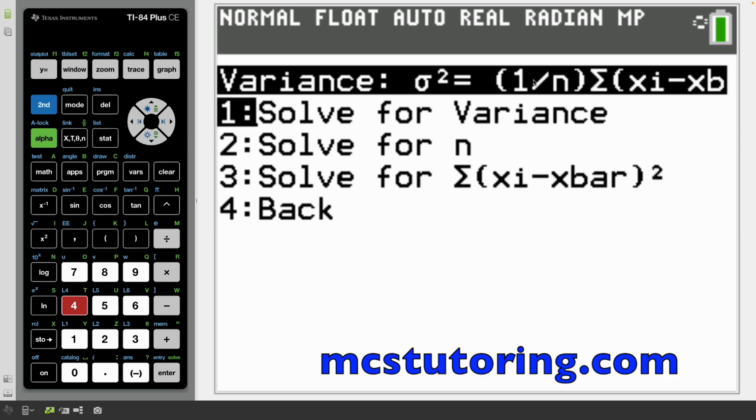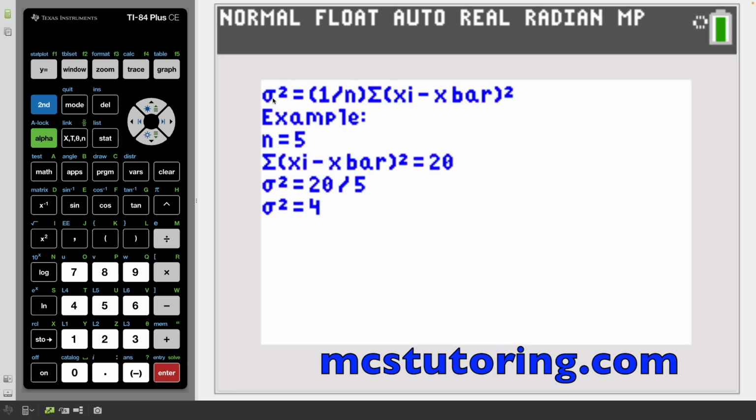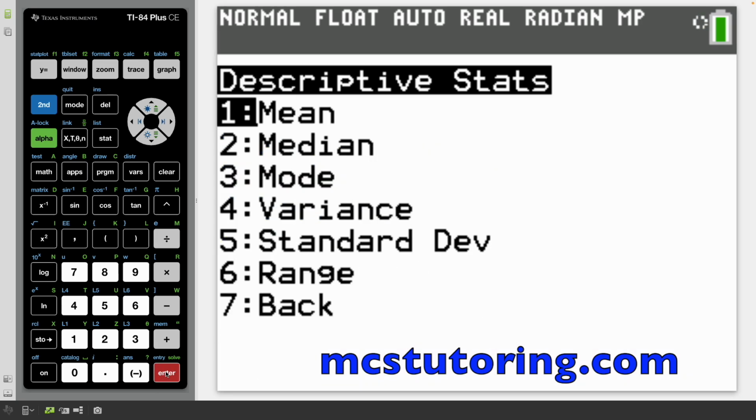Let's go to descriptive stats again, and then variance. This is what's cool: we get the formula right here, and let's say we wanted to solve for variance. It shows you sigma squared equals 1 over n times the sum of x sub i minus x bar, quantity squared. That's the sum of squares. So let's say n equals 5, and the sum of x sub i minus x bar squared is 20. This is how you actually calculate the variance. It's wonderful that way, especially if you're just getting into stats.